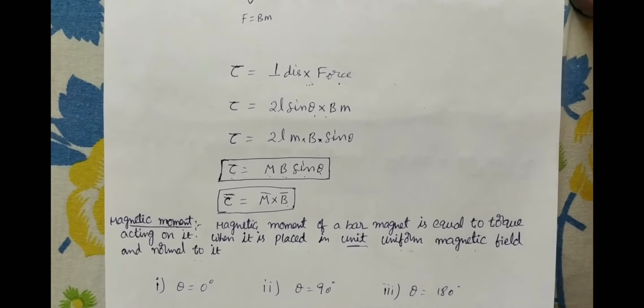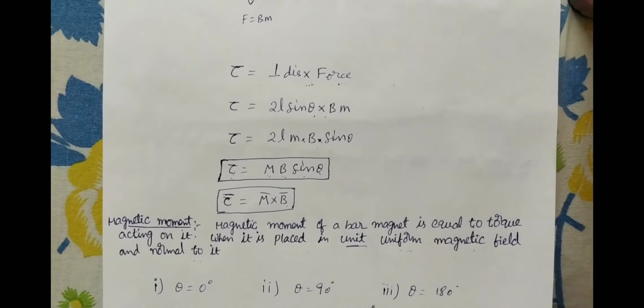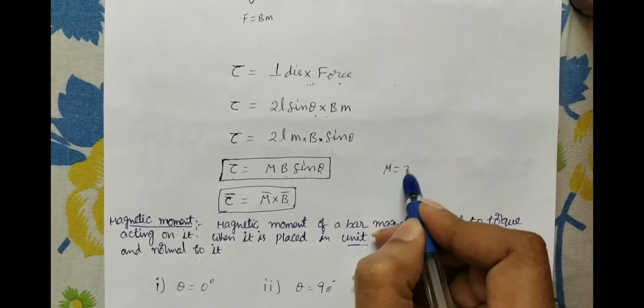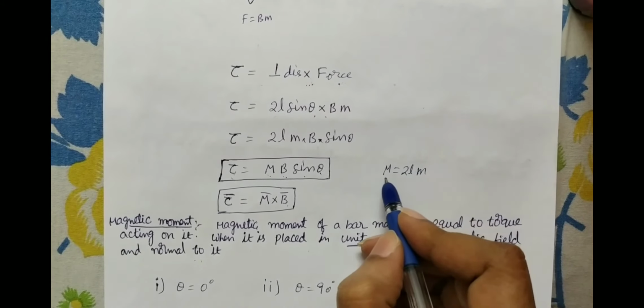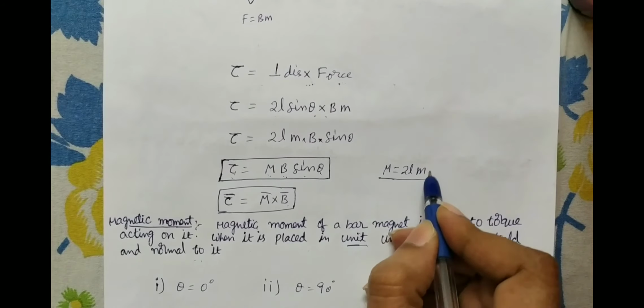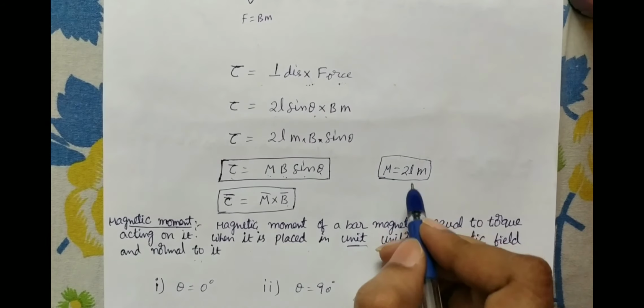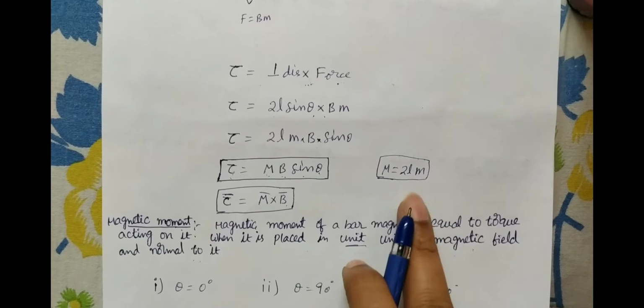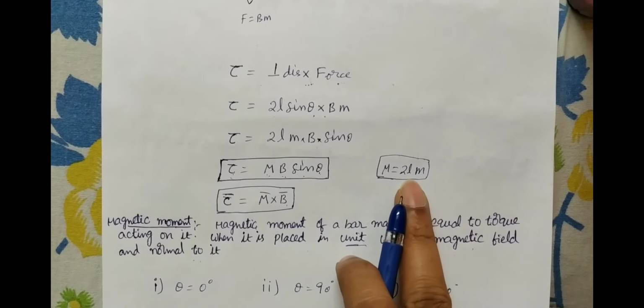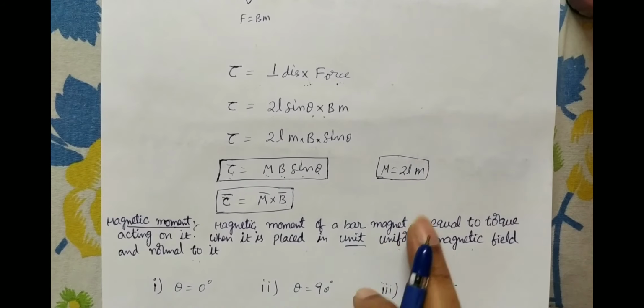Magnetic moment has another definition also, that is magnetic moment M is equal to 2L into small m. So it is a product of pole strength and the distance between the two poles. And this is another definition.